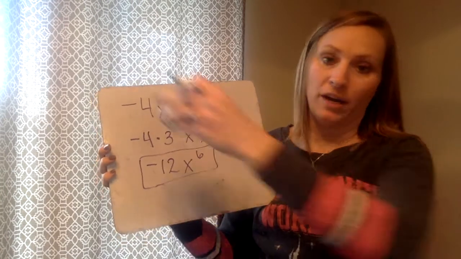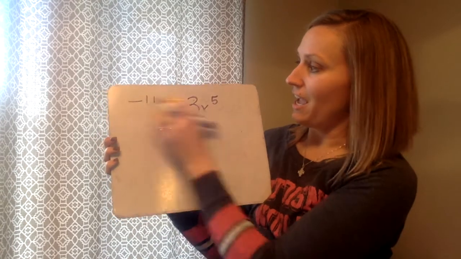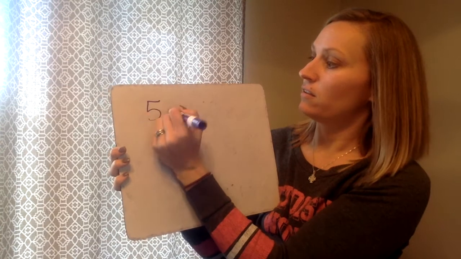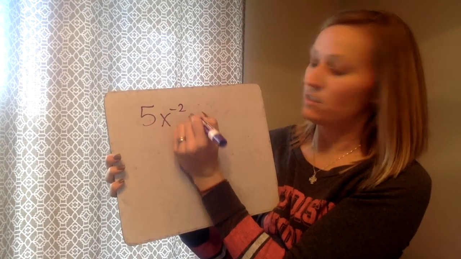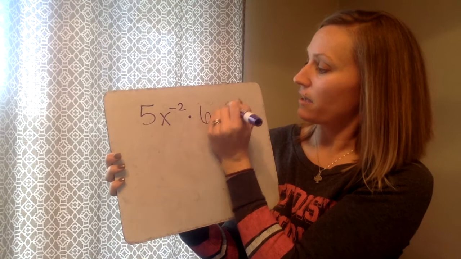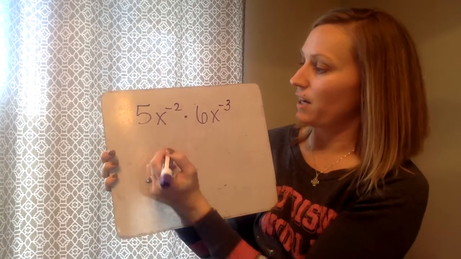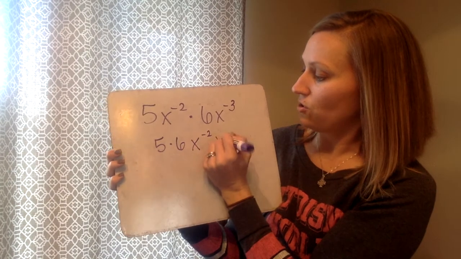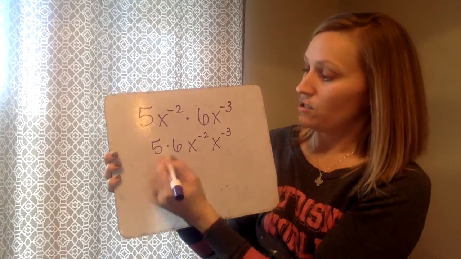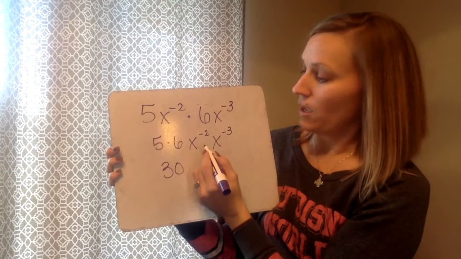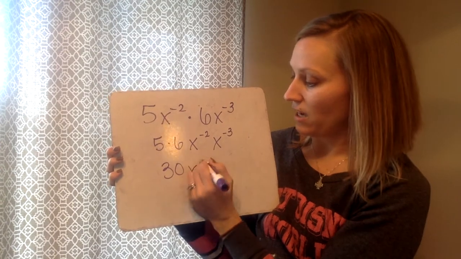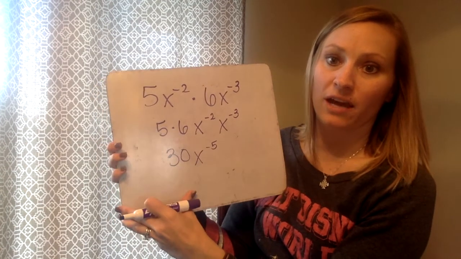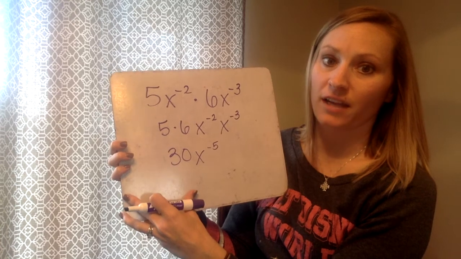Now let's do a problem where you have an exponent that is negative, and let's remind ourselves about what that looks like. If we have 5x to the negative second times 6x to the negative third. If I reorganize this, this would be 5 times 6 and an x to the negative 2 and an x to the negative 3. So 5 times 6 is 30. And when I add negative 2 and negative 3, I get negative 5. But if you remember, we cannot have negative exponents. And we learned that we can do what we call cross the line and change the sign.